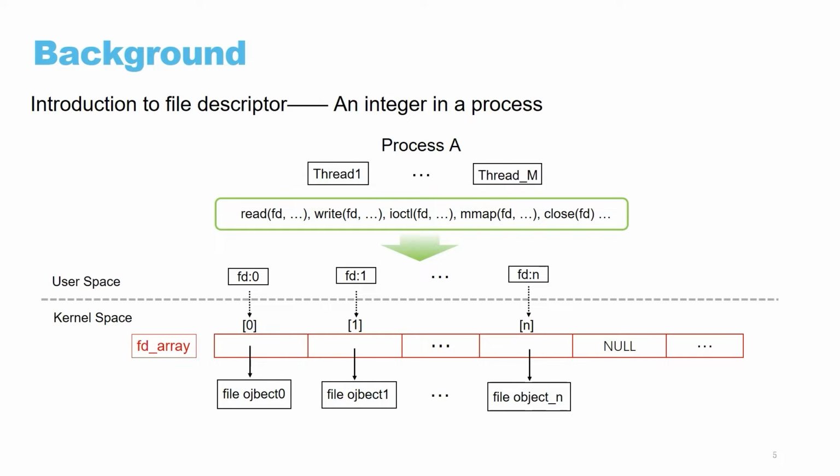To record the mapping between the FD and the file object, an FD array is created in each process. The FD array is an array of file object pointers, and the index of FD array is FD, so we can easily know which file object is associated with a specific FD.